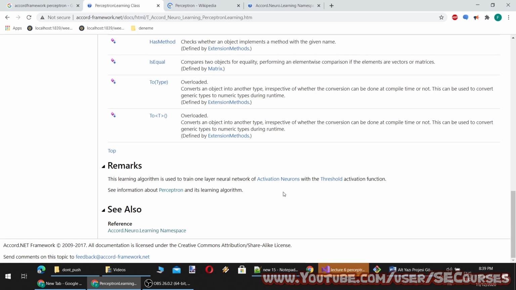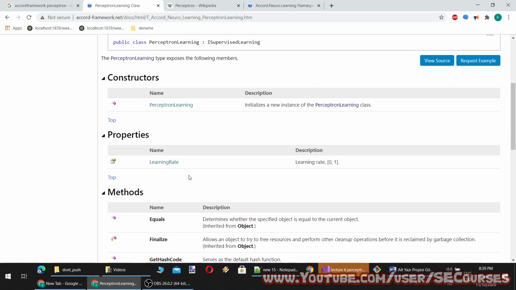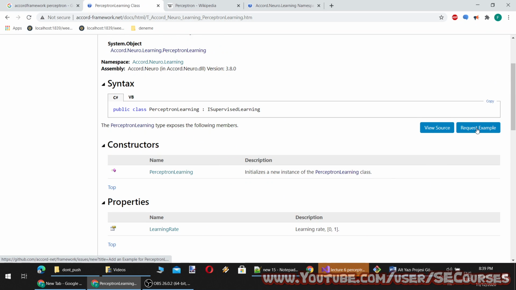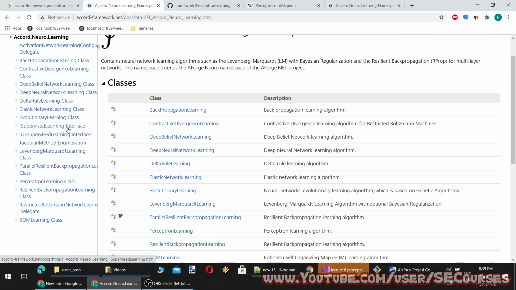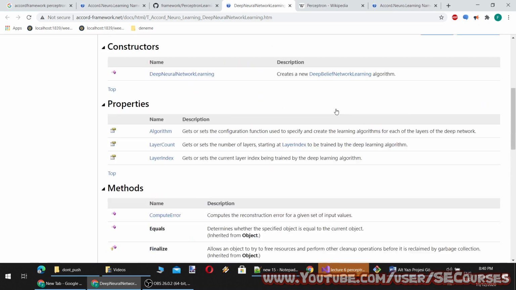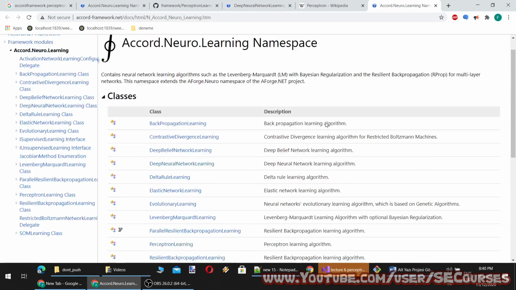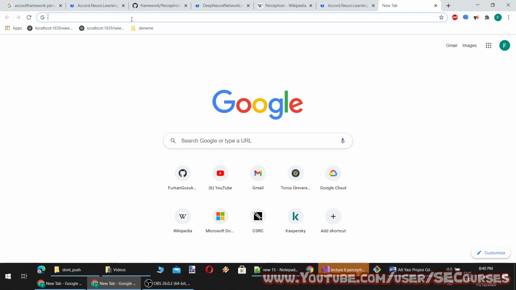Okay, there is a Wikipedia article. So it says view source, request example, backpropagation, deep neural network. Okay, there isn't any easy example so far.